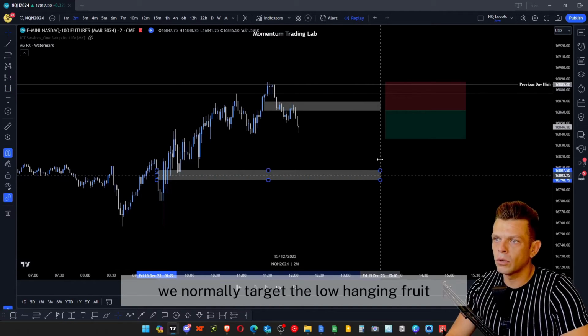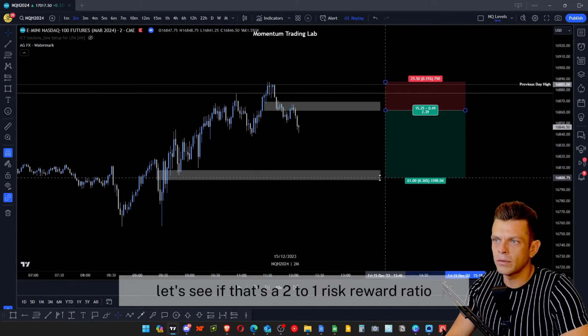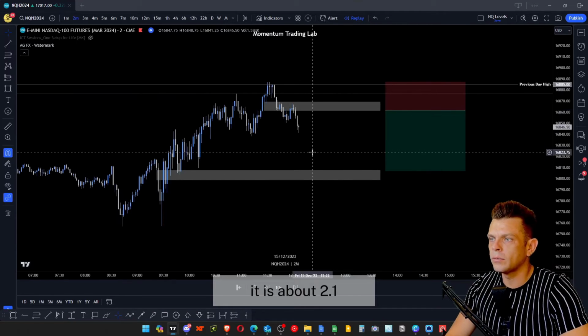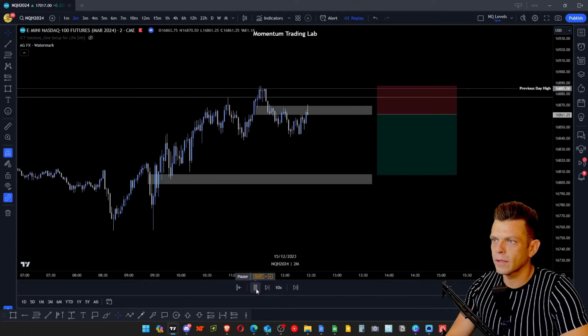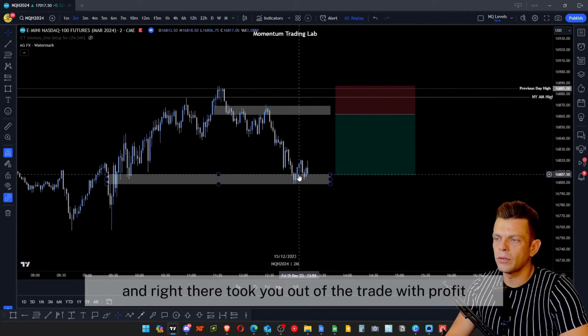So we normally target the low hanging fruit. So let's see if that's a 2-to-1 risk to reward ratio. It is about 2.1. Okay, so let's see if we can get price action to trade into our TP level. And right there, took you out of the trade with profit.